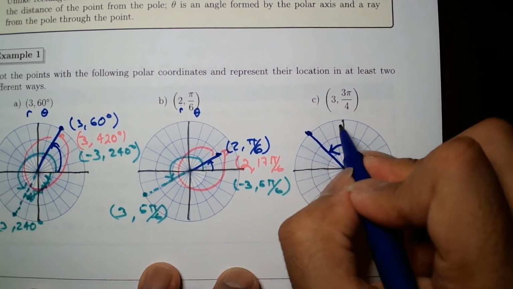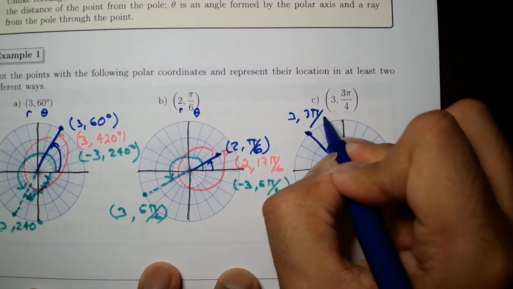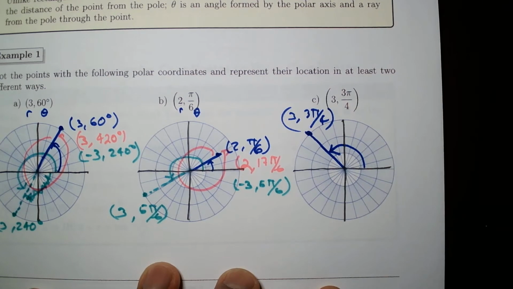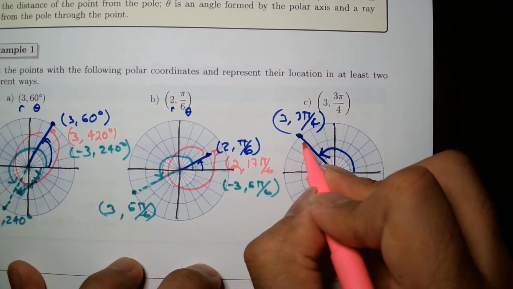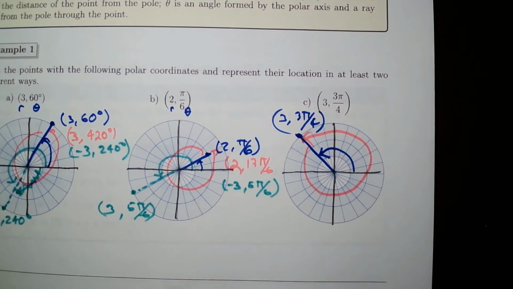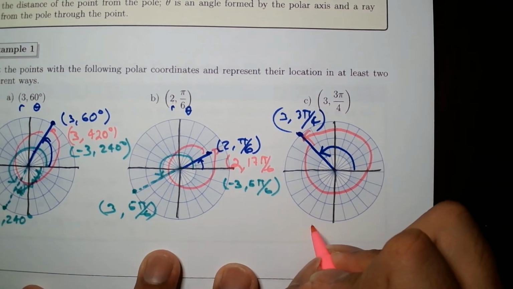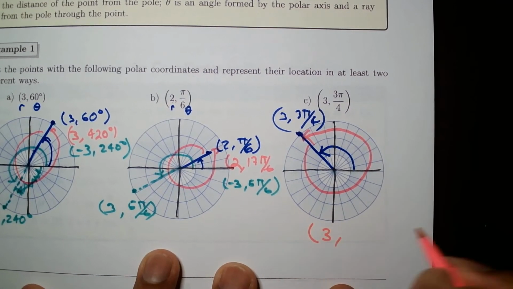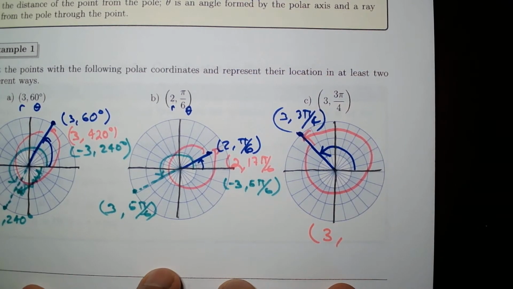And that's where we are, (3, 3π/4). Okay, so number one, let's do a whole rotation from here to get to the same point. Well, in this case, I'm running out of space here, so I'm going to write this below. So we're going to have the same radius 3, and what else?